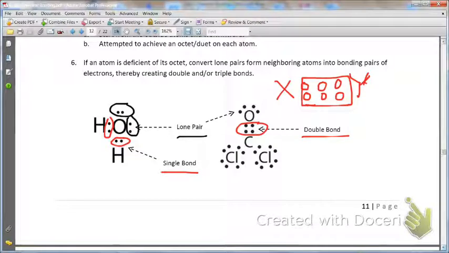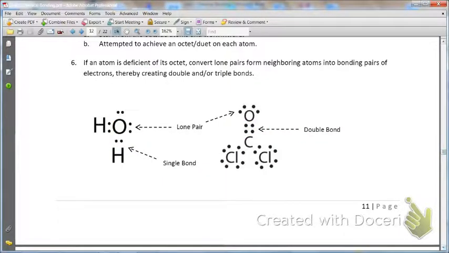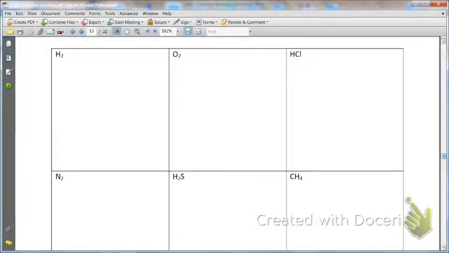Alright? So now let's go ahead and apply these to some practice problems that are in your notes on the next page. What we're going to do is use the rules that are in your notes to formulate the Lewis dot structure of these different compounds or molecules. Okay, so we're going to start off with hydrogen.